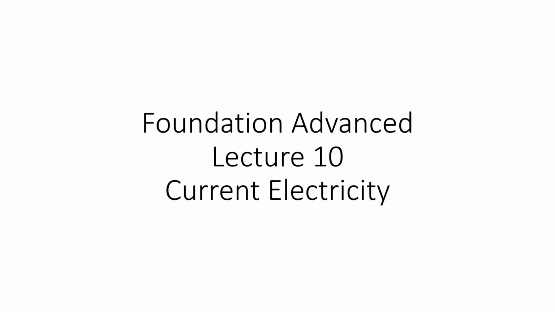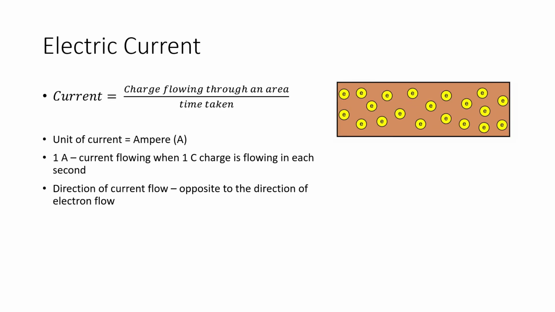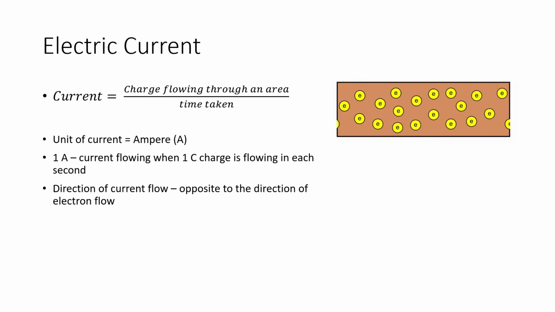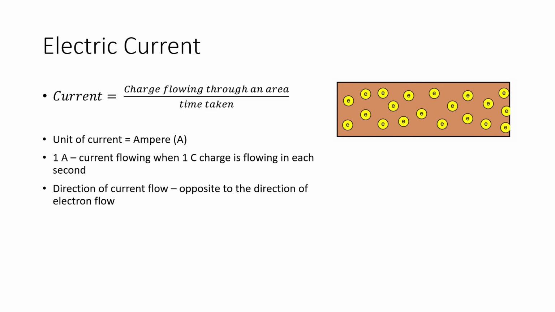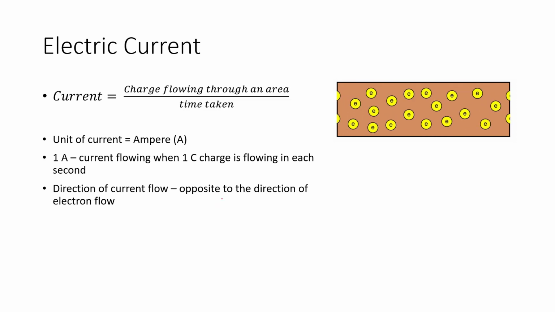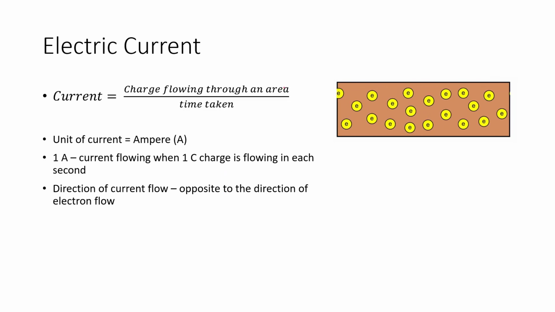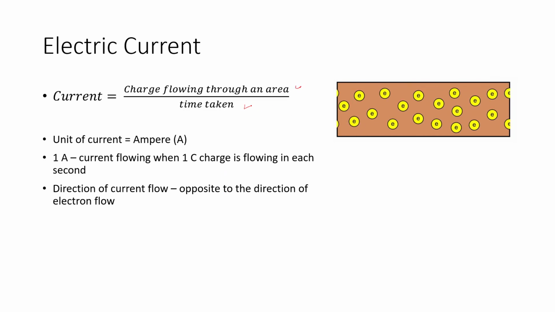Hello students, in this lecture 10 of Foundation Advanced course, we are going to discuss current electricity. So first of all, let's see what is electric current. Electric current is the amount of charge flowing through an area per unit time. So the electric current is equal to the charge flowing through an area divided by the time taken for that charge to flow through the area.